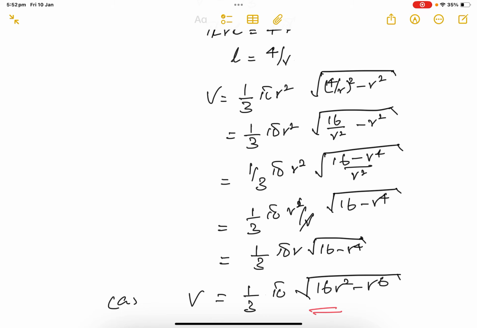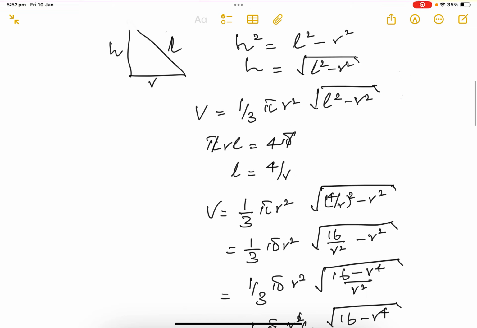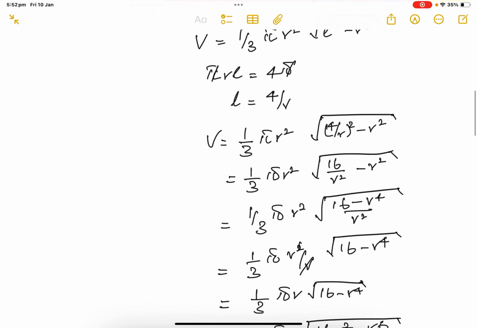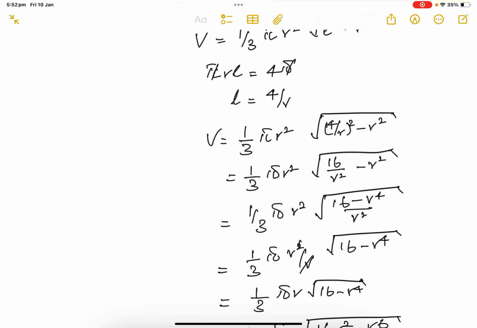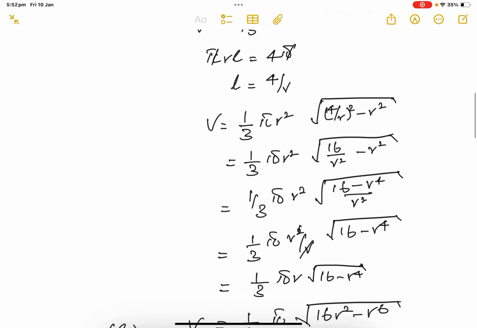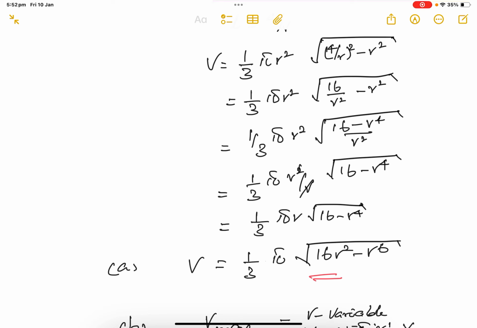Now go back to that formula again. V equals 1/3 pi r squared times the root of l squared. Instead of l squared, we can put inside the root 16 over r squared. 4 over r squared is 16 over r squared, minus r squared. Do a bit of algebra. 1/3 pi r squared, inside the root 16 minus r to the power 4, r squared times r squared is r to the power 4, divided by r squared.